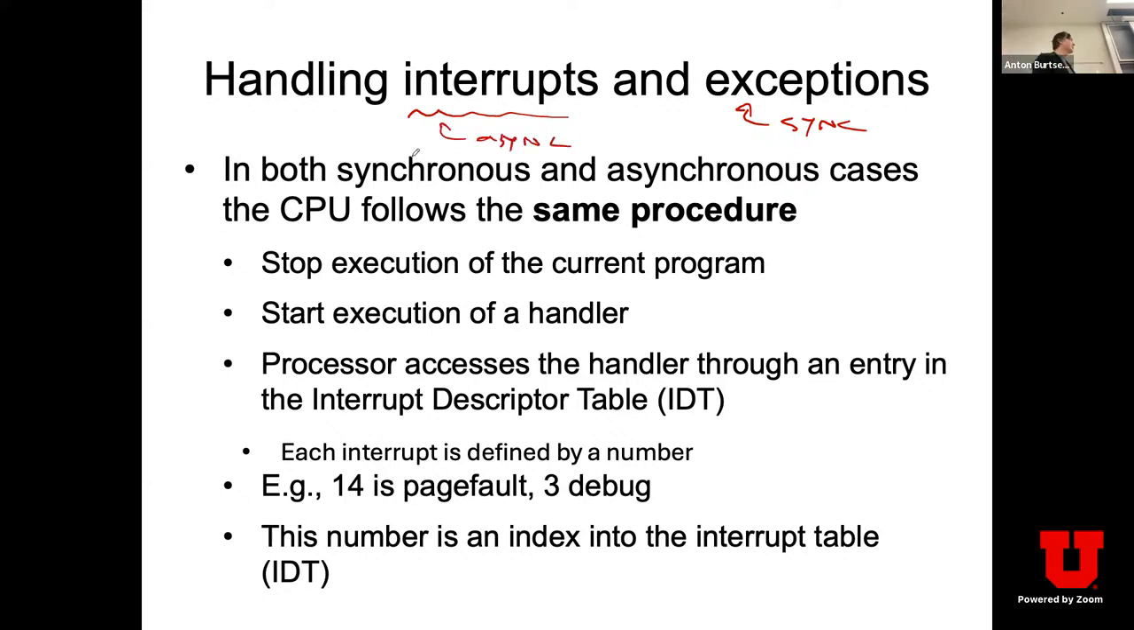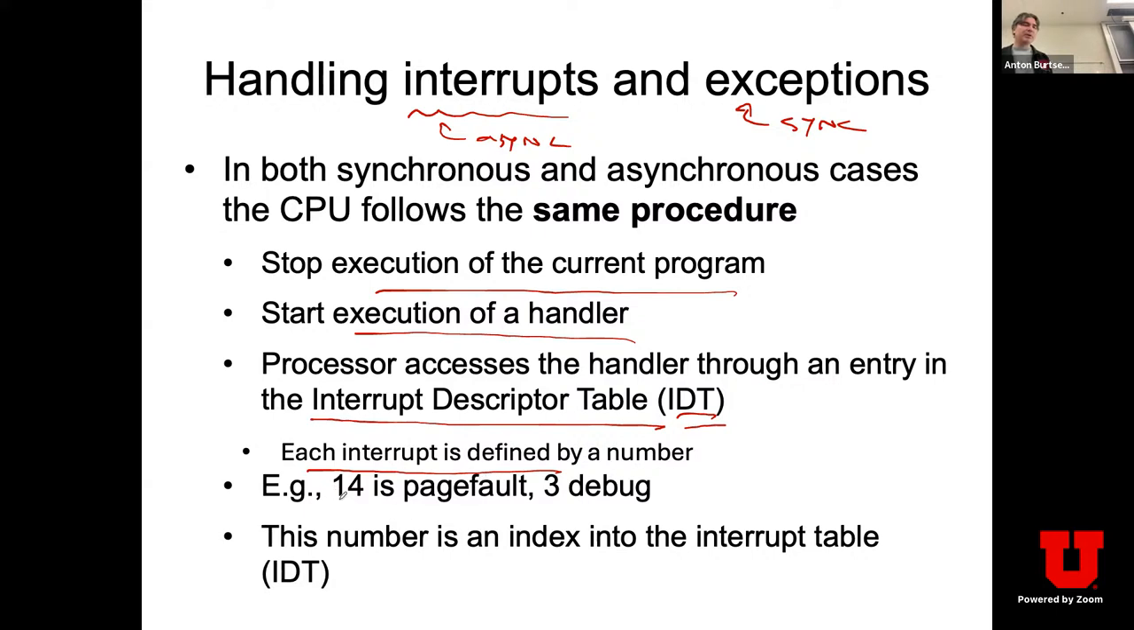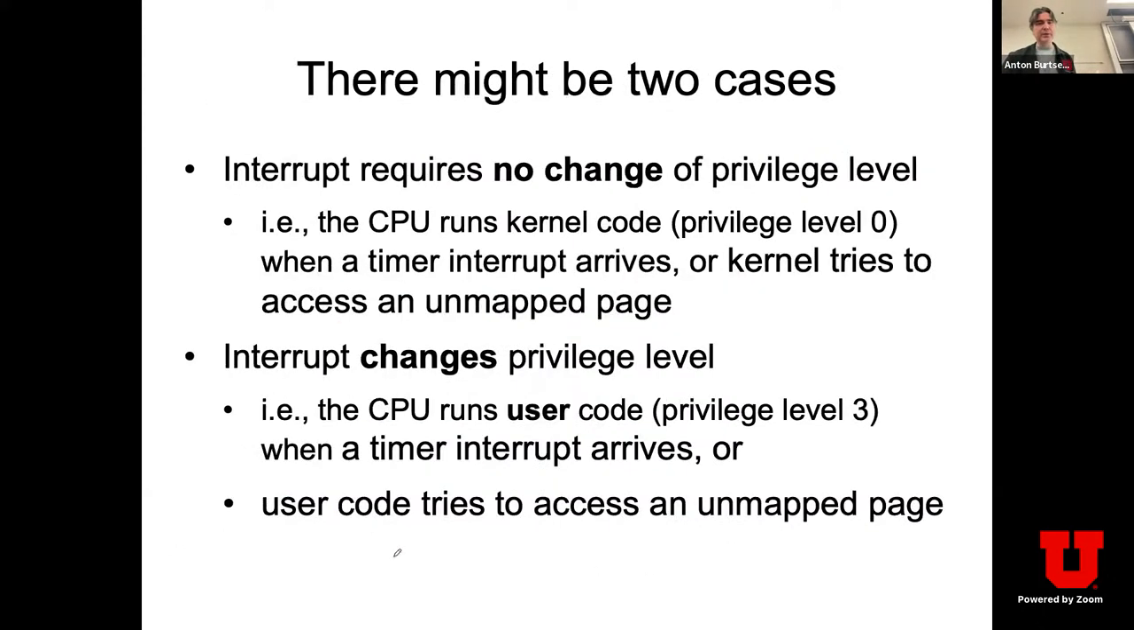But no matter what source the interrupt is originating from, the procedure to handle it is the same, right? This is what we just discussed. At a high level, we stop execution of the current program and start execution of the interrupt handler. In order to locate the entry to the interrupt handler, the hardware uses a special table. It's kind of like an array. For each interrupt, there will be an entry for 0, one entry for 1, another entry for 2. It's called the interrupt descriptor table, or IDT, right? And each interrupt is identified by a number. So essentially the hardware says, okay, this specific event triggered a specific number, right? Page fault is, for example, number 14, and the debug interrupt, which passes control to GDB, is number 3, for example, right? So that's not super hard, kind of intuitive.